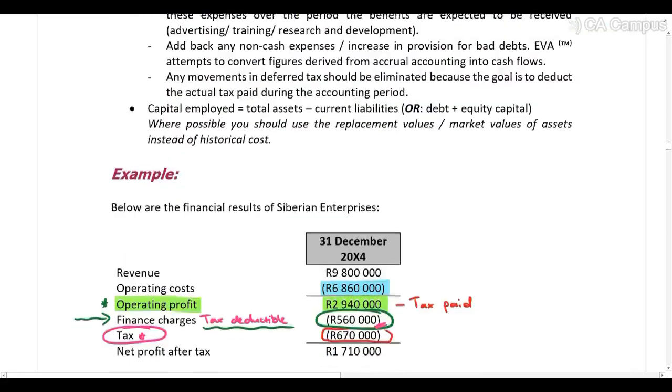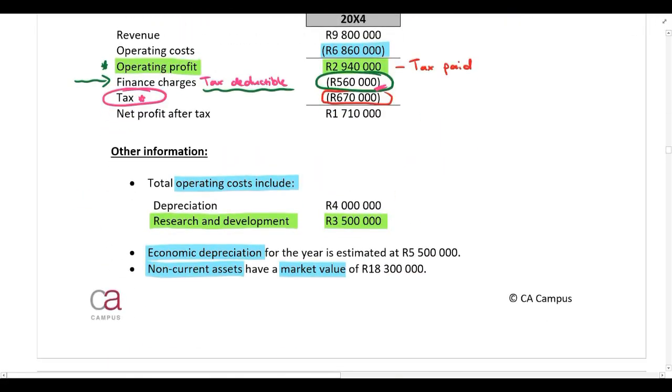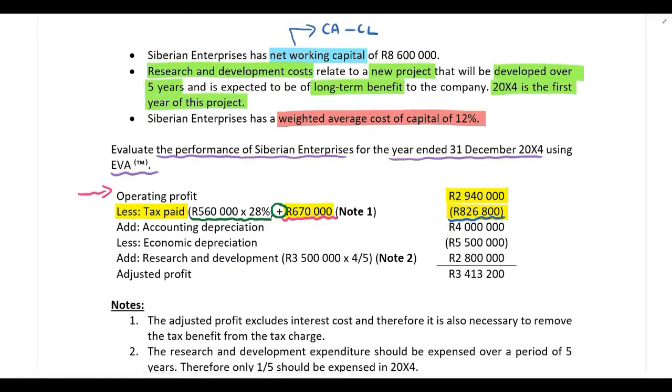So if we look at my example, we have a depreciation expense of 4 million Rand. We need to add that back, eliminate it. Instead, we are going to deduct economic depreciation. And economic depreciation is just an estimate of the true change in the value of the asset. So this year, the asset has decreased in value by 5.5 million Rand and not by the depreciation expense of 4 million Rand. So if you look at the calculation, add back your accounting depreciation and deduct the economic depreciation.